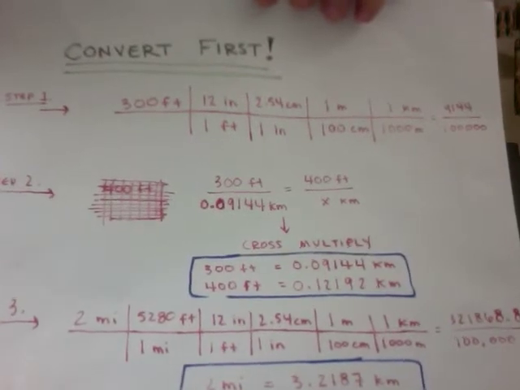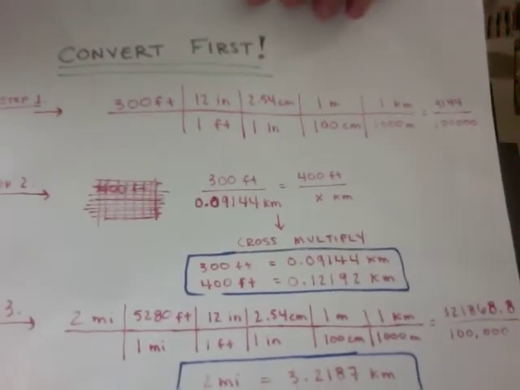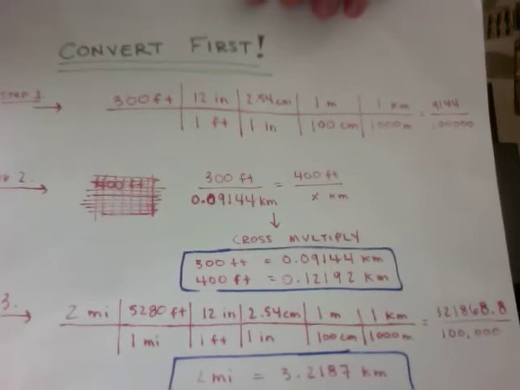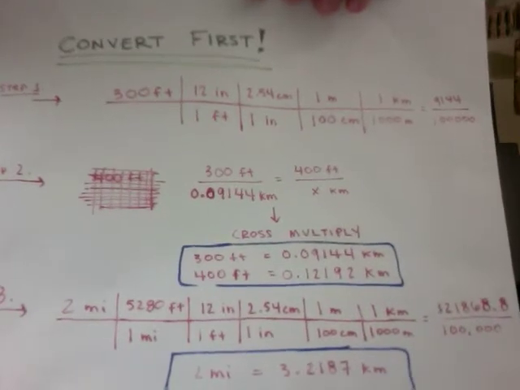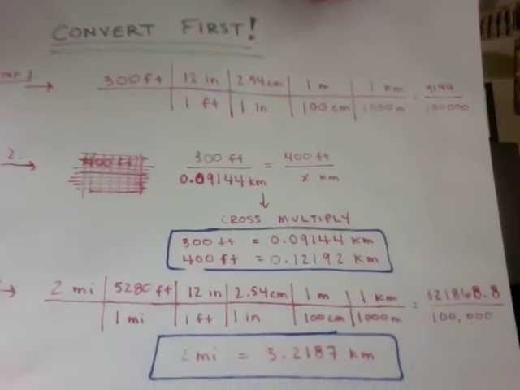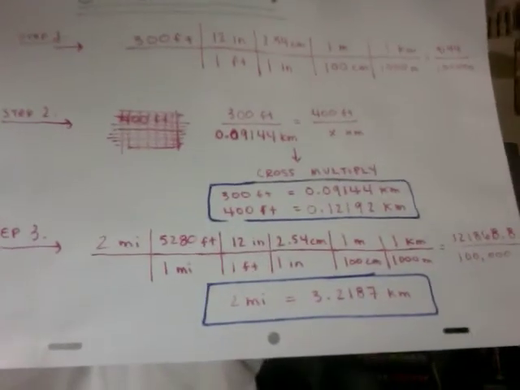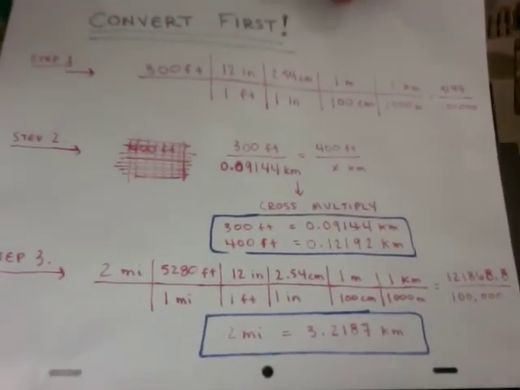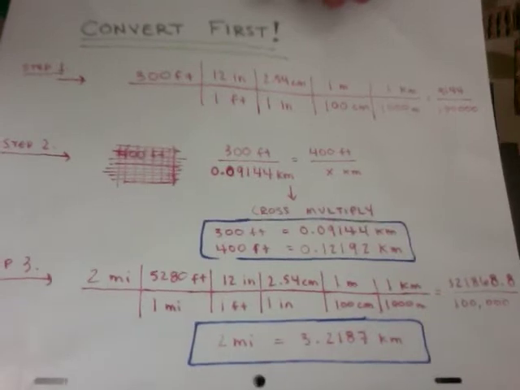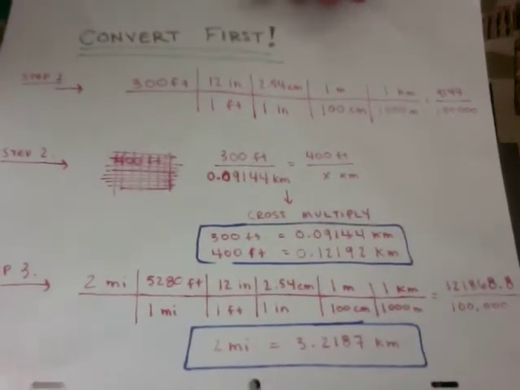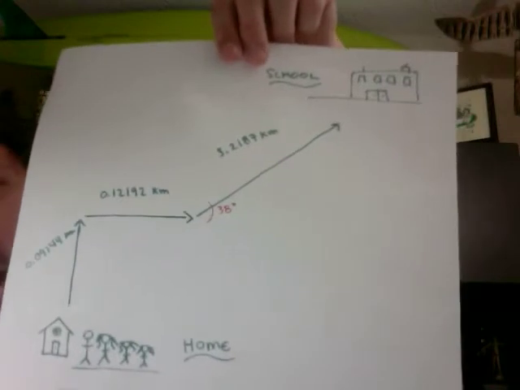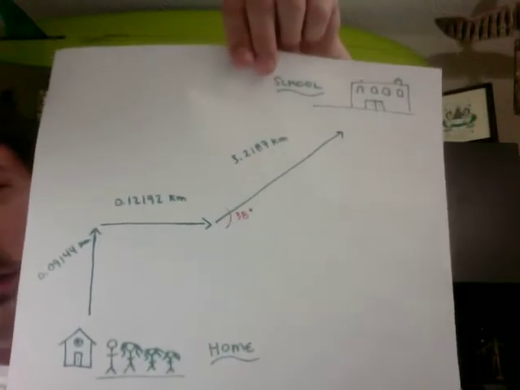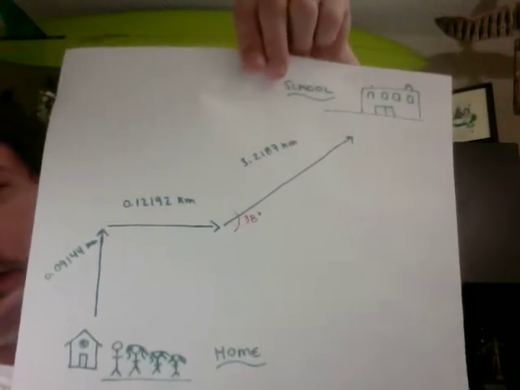Instead of doing the whole conversion chart, this is another method. So 300 feet is equal to 0.09 kilometers. You cross multiply, and you find that 400 feet is equal to 0.12 kilometers. For step 3, you want to convert 2 miles into kilometers. Using the conversion chart, you find 2 miles is equal to 3.2187 kilometers. So once we've got everything converted into kilometers, all we do is set our graph back up, same as before, but with the figures in kilometers.